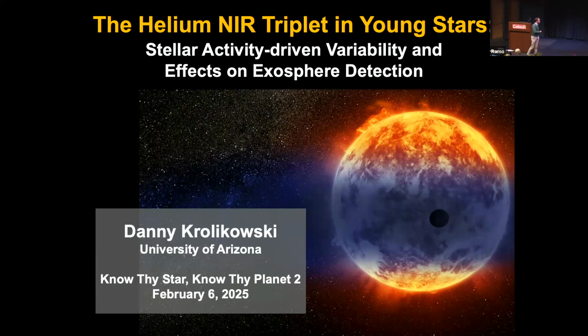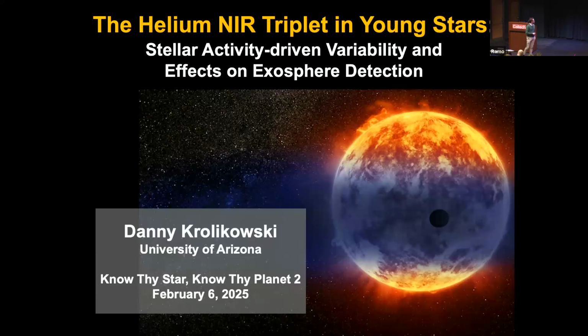And then today we've had some deeper dives into how stellar activity can affect atmospheric measurements. Along that avenue, I'm going to be talking about some work that I've done regarding the helium triplet, which is an important probe of atmospheric mass loss, and in particular, how stellar activity can drive variability that would potentially preclude our ability to detect atmospheric mass loss at young ages.